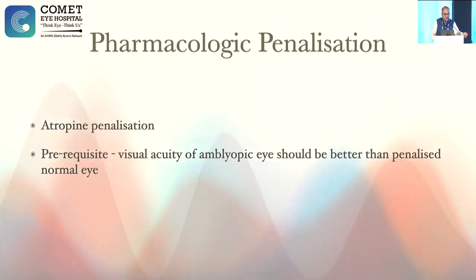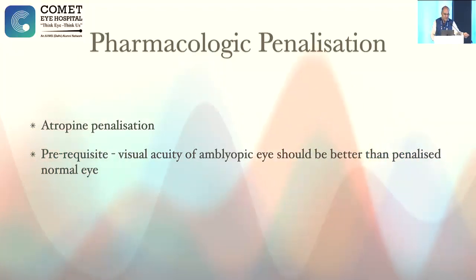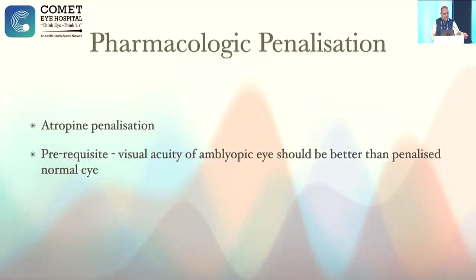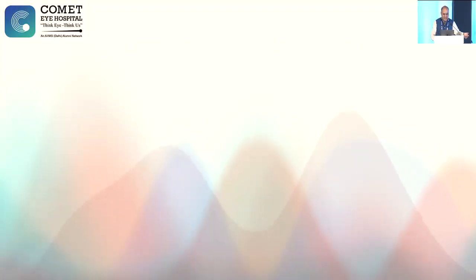So atropine penalization, again, was talked about by the ATS. The prerequisite here is that when you do the atropine penalization, even with the refractive correction, even with the penalization, the visual acuity of the worse eye should be worse than the sound eye, only then it is going to work. So PEDIG talked about weekend only compared to daily penalization, which is equivalent to patching in mild amblyopia.